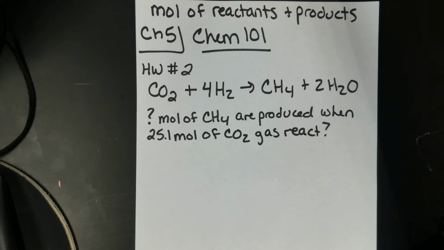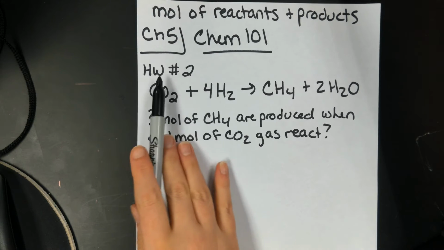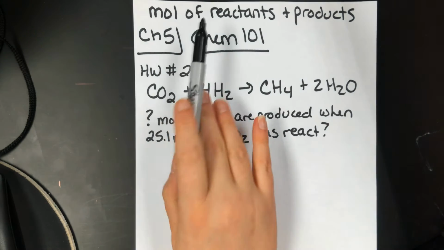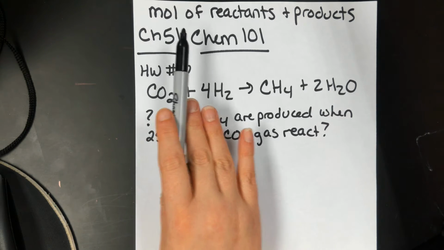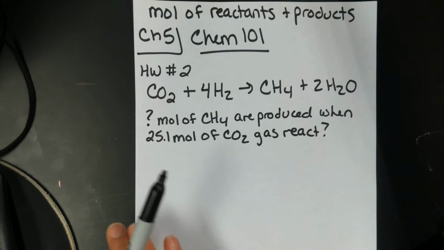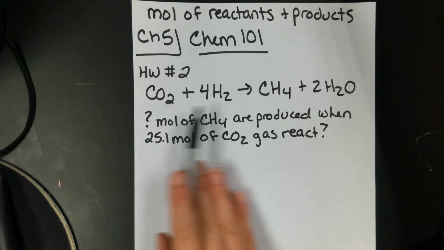For this video, we are going to do a problem from the homework, and it's for Chapter 5 for the CHEM101 students. For homework question number 2, we are going to be given a number of moles of reactants and moles of products. So this question, let's break it down. Let's go ahead and read this as if it was a sentence.